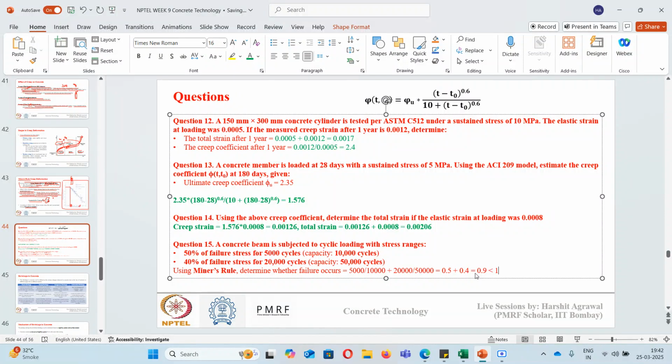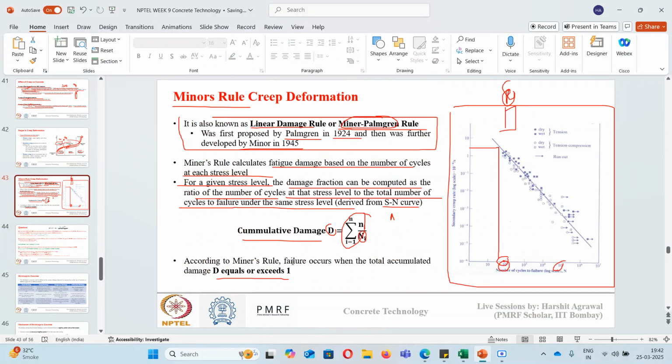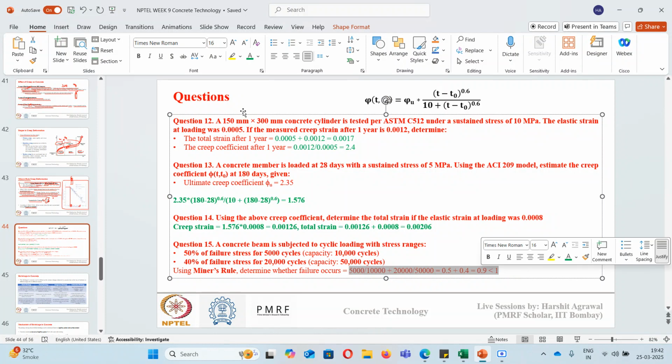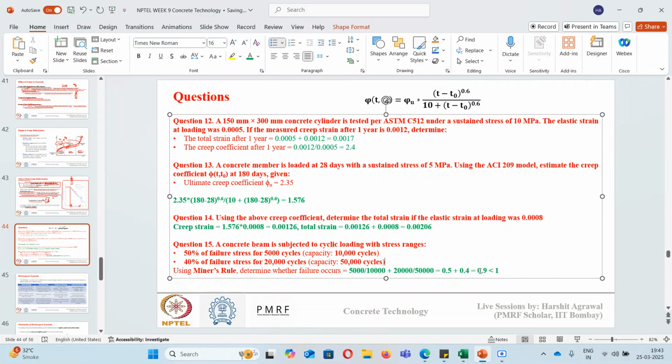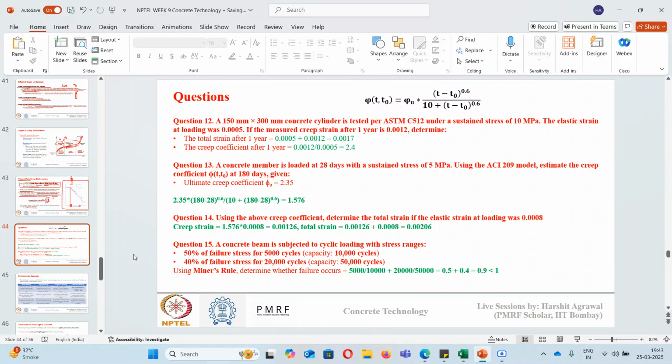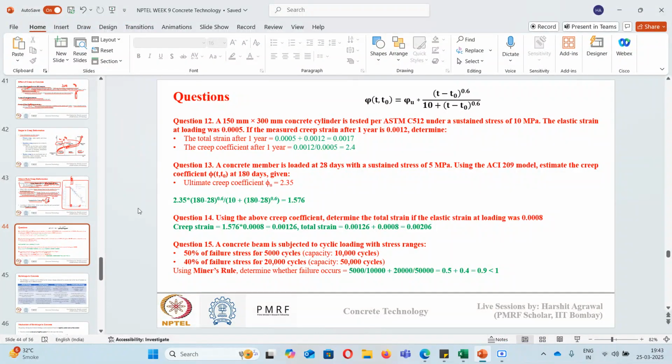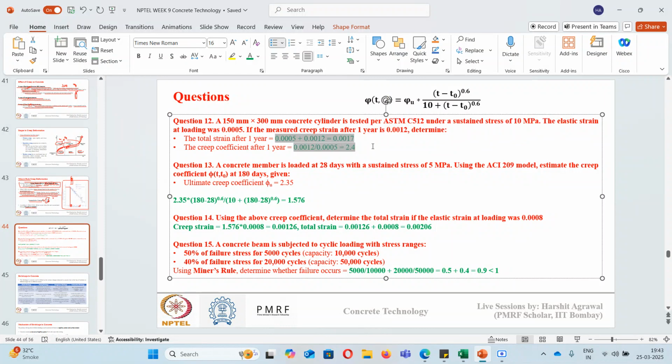Now, since this cumulative is less than 1, we can say that according to Miner's rule, the accumulated damage in the concrete will not lead to any failure because the ratio is less than 1. For failure, I need a ratio equal to or greater than 1. But right now, my value is 0.9, which is less than 1. So there will be no failure using Miner's rule. Okay, so this is how Miner's rule is applied. I hope this part is clear. If not, you can revisit that discussion of prediction and measurement, and then try to solve this question again so it will become easier for you.